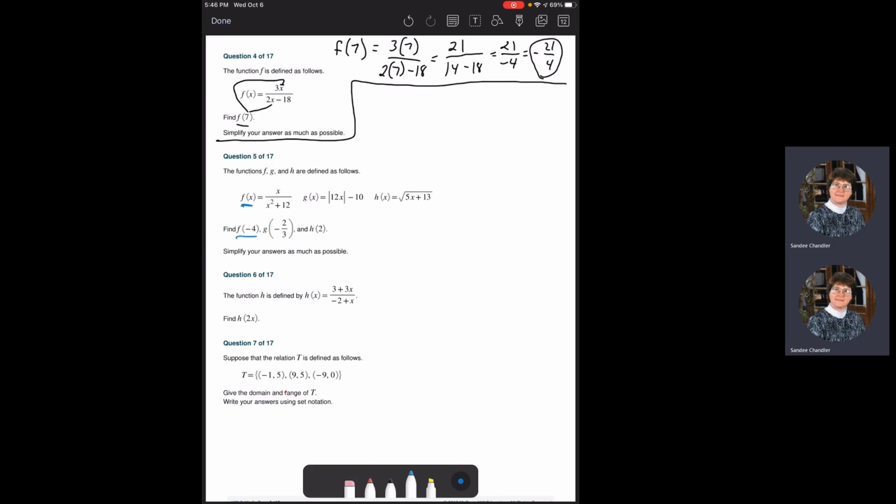So they want us to take f of negative 4, and that means we're going to take that negative 4 and plug it in where we have x. So I'm going to work this problem here at the top so we have room. F of negative 4 is going to equal negative 4 in the numerator, replacing that x, and then negative 4 squared plus 12 in the denominator. Notice the negative 4 in the denominator I put in parentheses because you're squaring that whole negative 4.